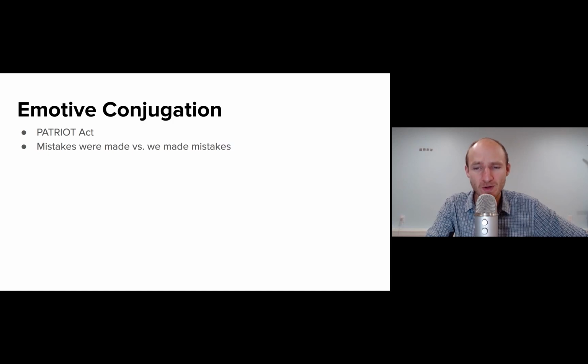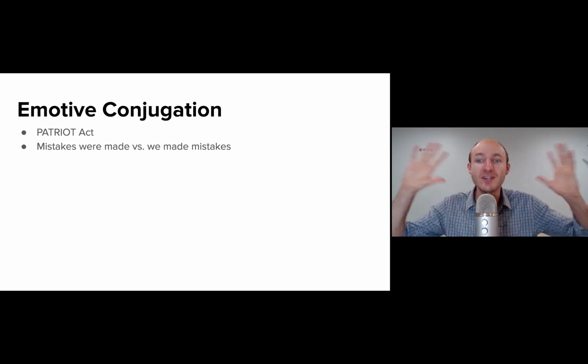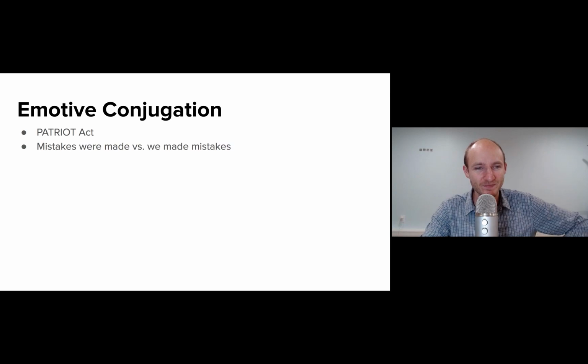You can also do emotive conjugation with acronyms. There's one in the United States called the Patriot Act after 9/11, where this was a way to essentially surveil people and keep America safe, and they called it the Patriot Act. So that's a good thing.